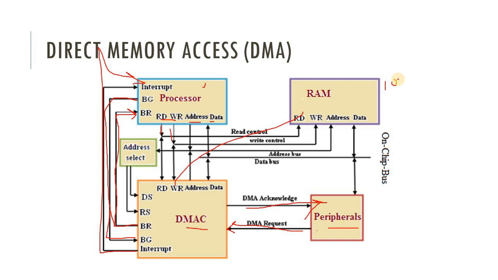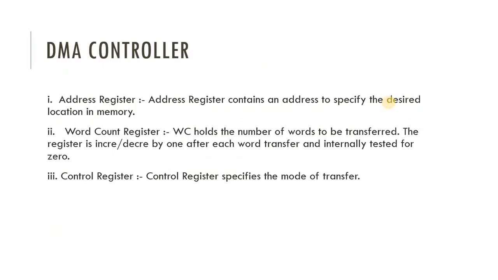The second is the word count register. Suppose a bunch of words is stored in the RAM, from the 0th location to, say, 50. This is the whole bunch of words. In that there are 50 words stored, so the total count is 50. That is why this count of 50 is stored in the word count register. And the last one is the control register. The control register specifies the mode of transfer. Mode of transfer means there are mainly two controls, which are read and write. So the control register has two values, either read or write.